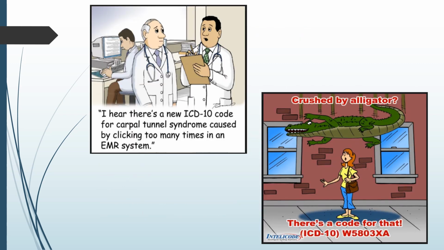So this is just something I like to throw in there. With ICD-10 codes, I do hear a lot of times that physicians don't like how many times they have to click in their EMR system. So it's just a little bit of a funny. I hear there's a new ICD-10 code for carpal tunnel syndrome caused by clicking too many times in the EMR system. And then the other one I just like to throw in there, crushed by an alligator. There is actually an ICD-10 code for that, and there's an ICD-10 code for just about any occurrence or cause of injury that you can think of. So it is true what they say, there is an ICD-10 code for just about everything.